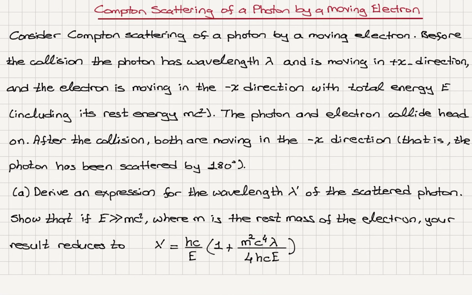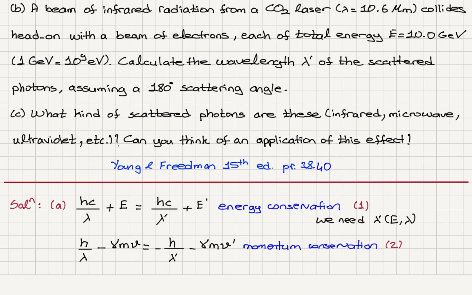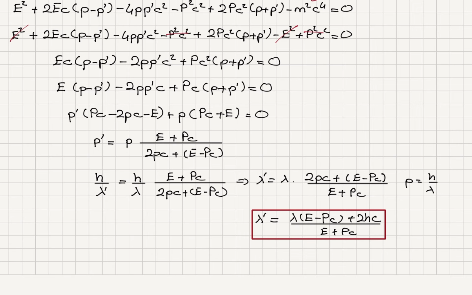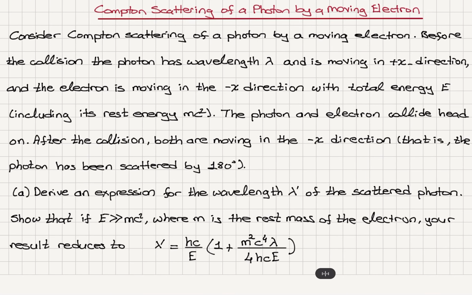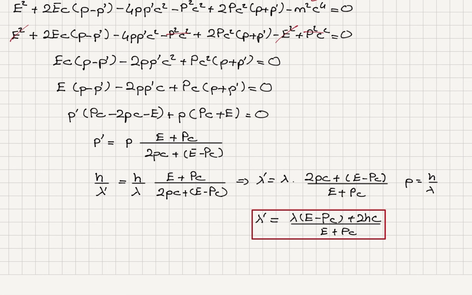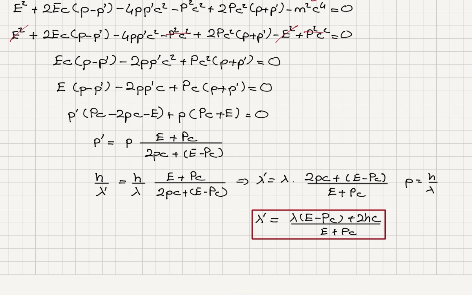We're continuing our discussion of the Compton scattering of a photon by a moving electron. In the first video, we used the energy conservation and momentum conservation equations to show that lambda prime, the scattered photon wavelength, can be written in terms of the energy of the electron E, the momentum P, and the wavelength of the incoming photon lambda with this expression.